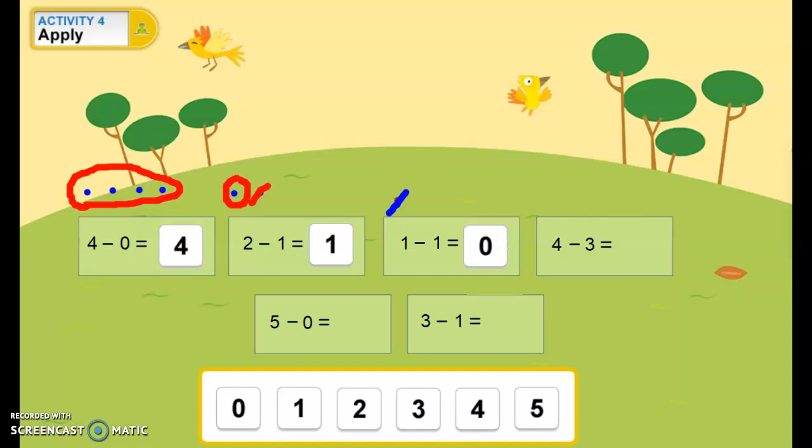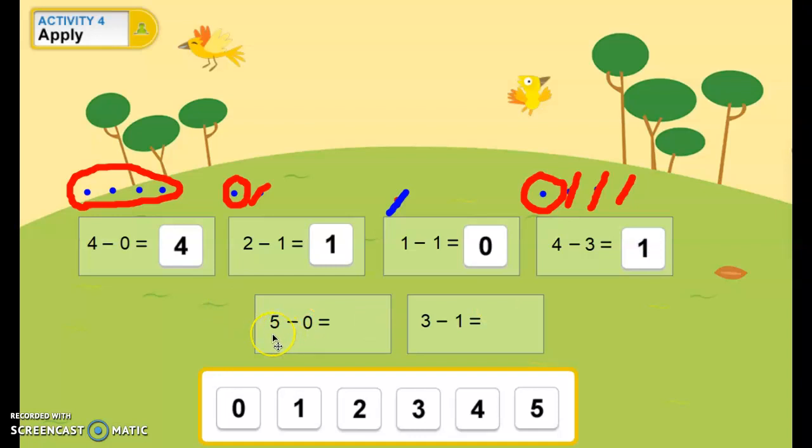Now we're going to go over to the equation that says 4 minus 3. I'm going to start by doing 1, 2, 3, 4 dots, and it's telling me that I have to take away 3. So here we go. You should have 4 fingers up, putting down 1, 2, 3. Figure out how many are left. I've got 1 left, so 4 minus 3 equals 1. All right, we've got 2 more.